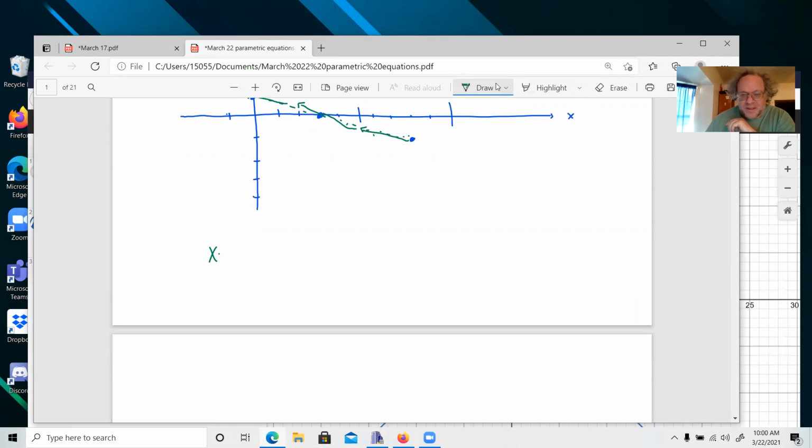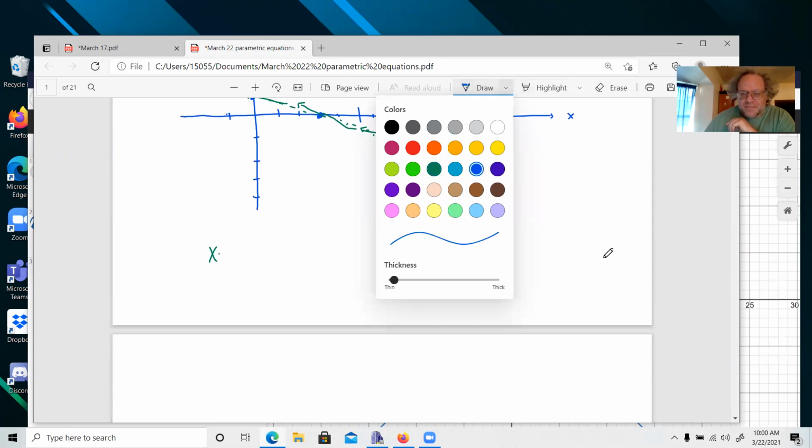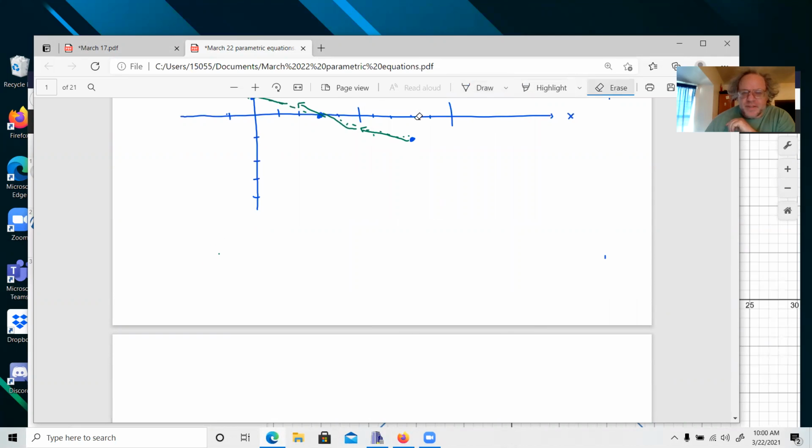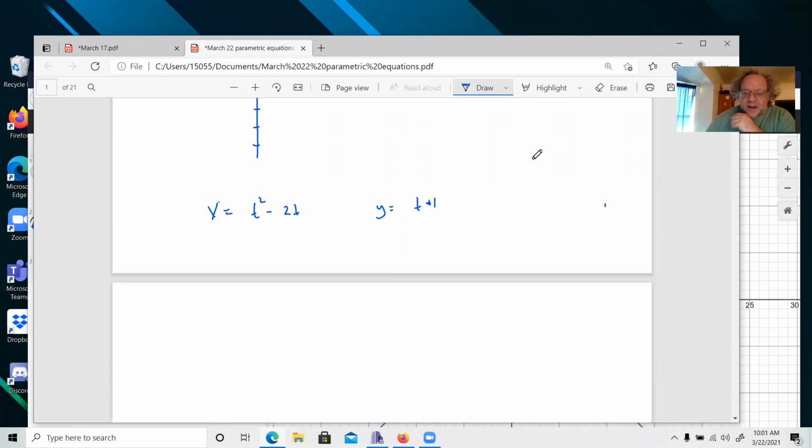We'll go back to blue. So x is equal to, same example, t squared minus 2t, and y is equal to t plus 1. And all we're doing here is saying t is equal to y minus 1. So now we have a t, so we have x is equal to (y minus 1) squared minus 2 times (y minus 1). And then we're just going to sort all of this out. That's all we're going to do for this.